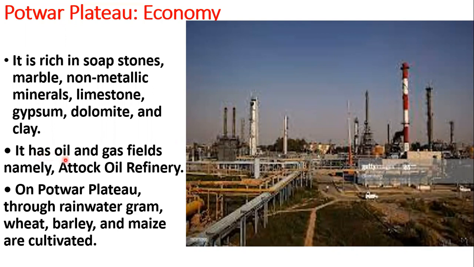Fine. So then there is a very mega project industry, Attock oil refinery. In Potowar region, there is a vast agriculture and mostly it is arid, meaning the area is watered or irrigated through rainwater and produces gram, wheat, barley, maize.